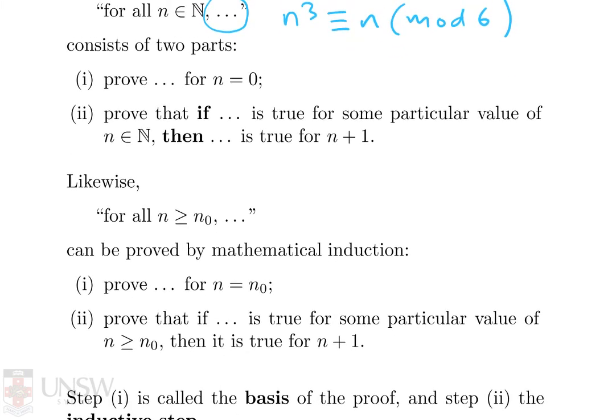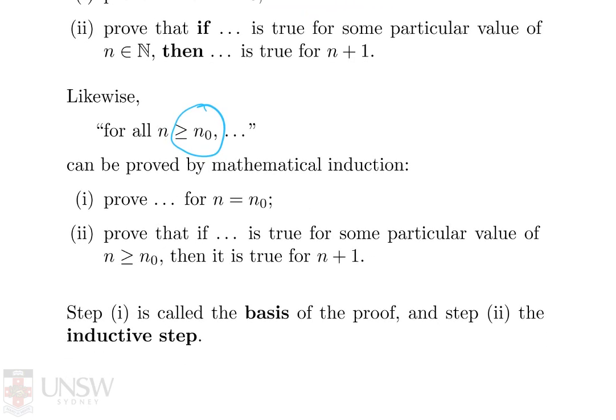Suppose I have a statement like this one, for all n greater than or equal to n naught, so starting somewhere other than 0. Again, the dots mean some statement about n. You can prove that by mathematical induction. The technique is really exactly the same, one very small difference, which is that you have to begin by taking the statement and proving it when n equals n naught, not just for n equals 0. And the second step is the same. Prove that if the statement is true for some particular value of n, then it's true for n plus 1.